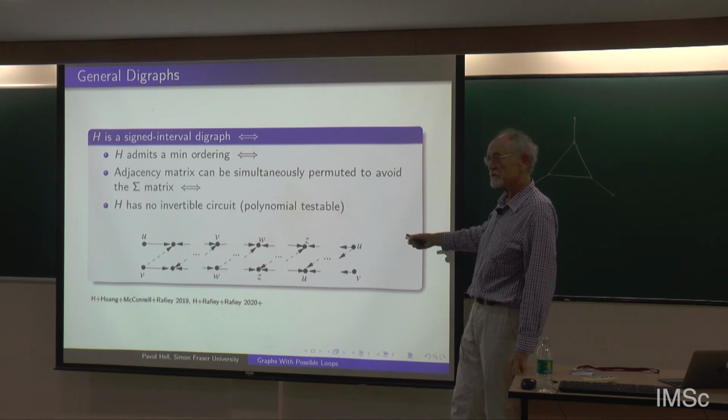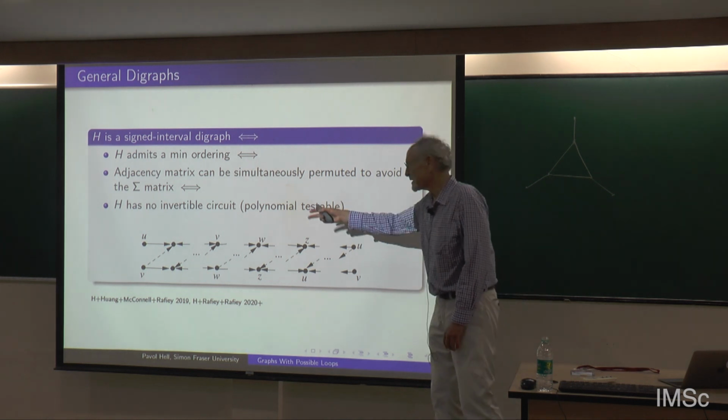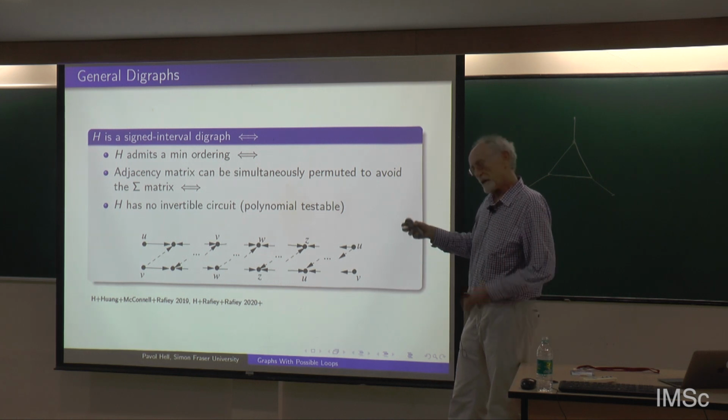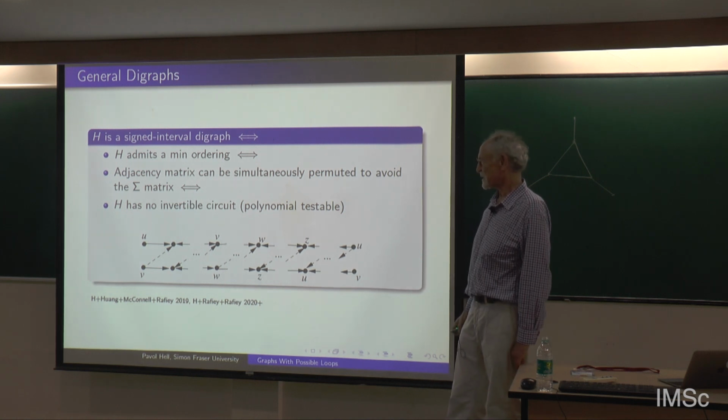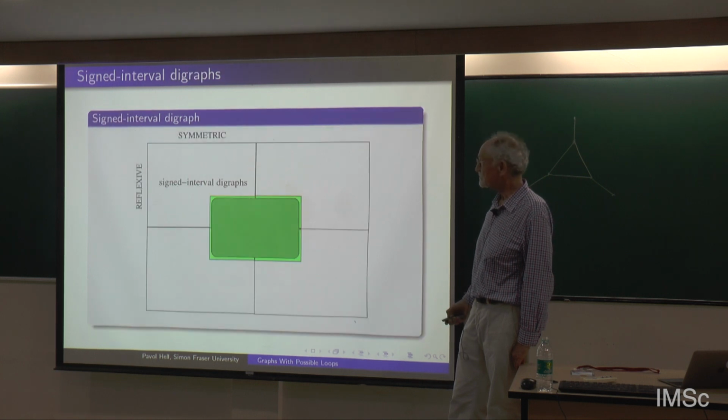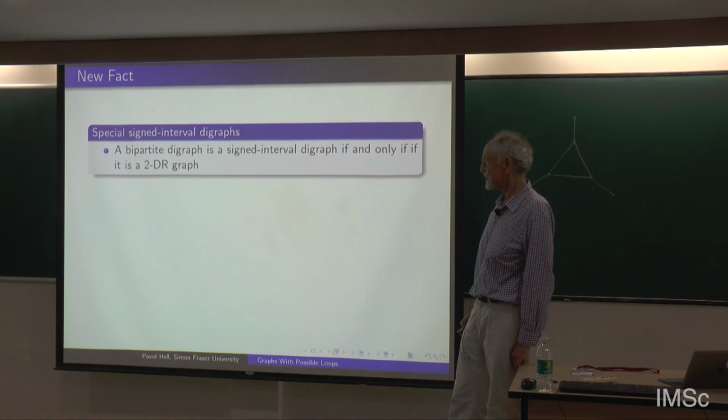They turn out to have a forbidden structure characterization that is similar to an invertible pair, but a little bit more complicated. Invertible pairs are not enough. You might need invertible triples or quadruples, and they are similarly shown to be necessary and also sufficient. So the green garden is min orderable digraphs or signed interval digraphs.